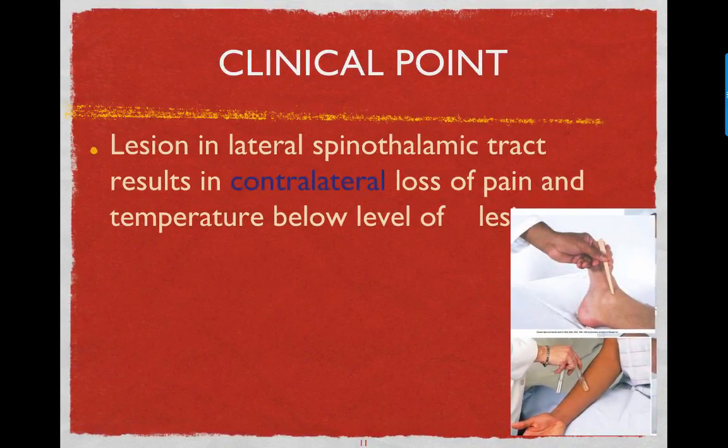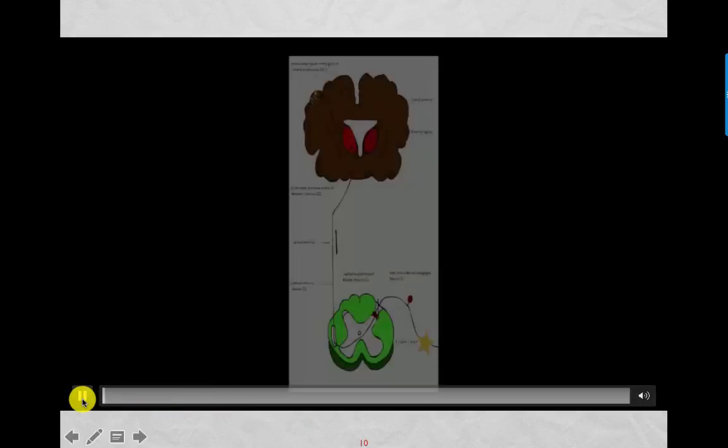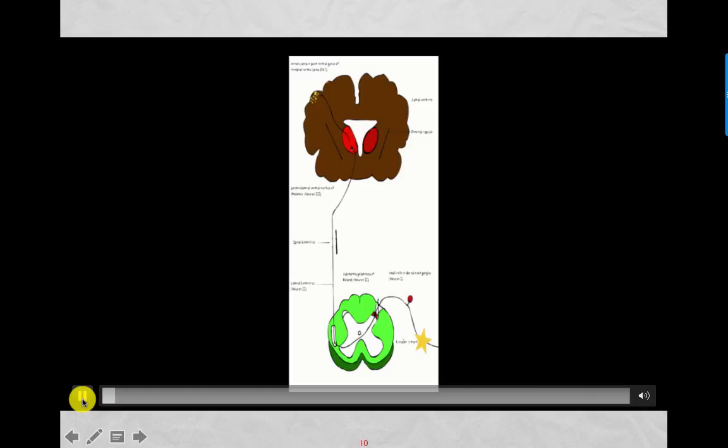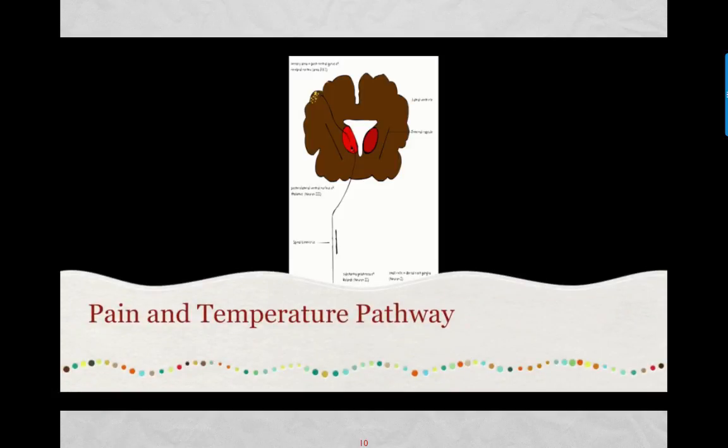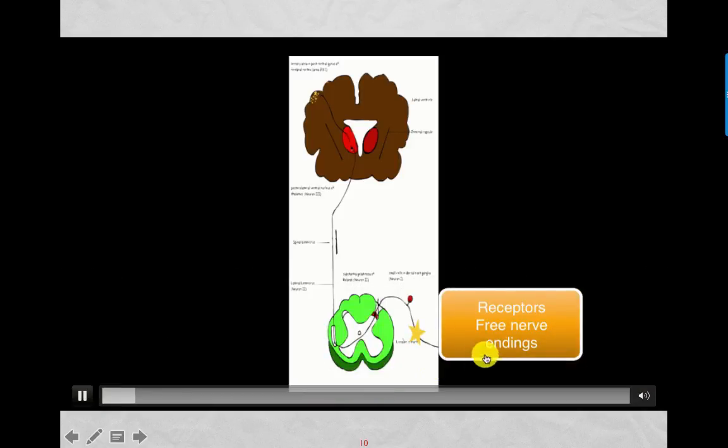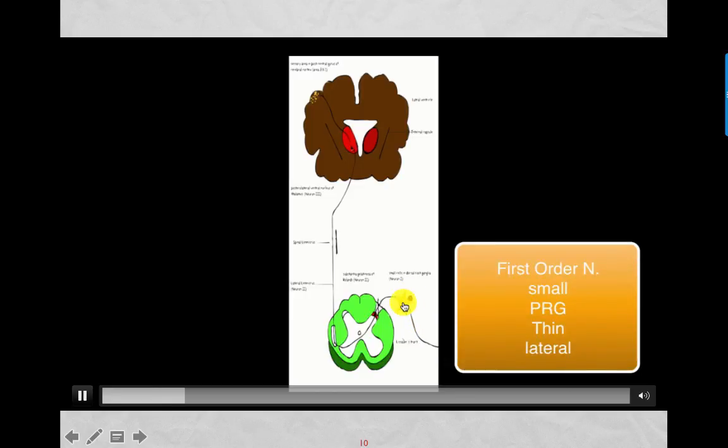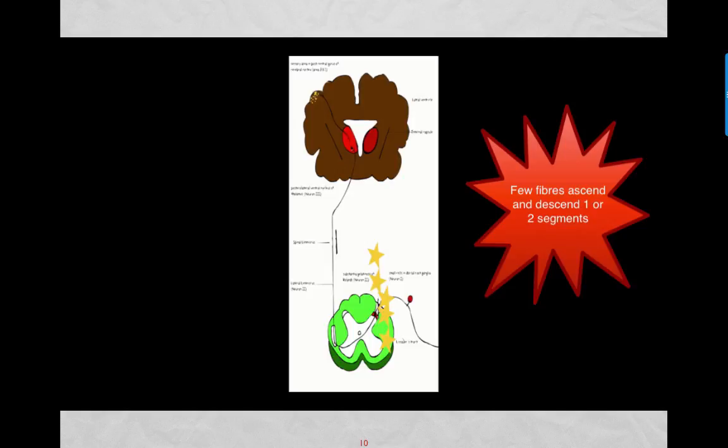And here you can see the animation of this pathway, which is the pain and temperature pathway. Again, the receptors are the free nerve endings in the epidermis, which are carried by the peripheral branches, thin myelinated, of the small cells present in the posterior root ganglia or spinal ganglia. The central branches will enter through the lateral division of the posterior root of the spinal nerve.